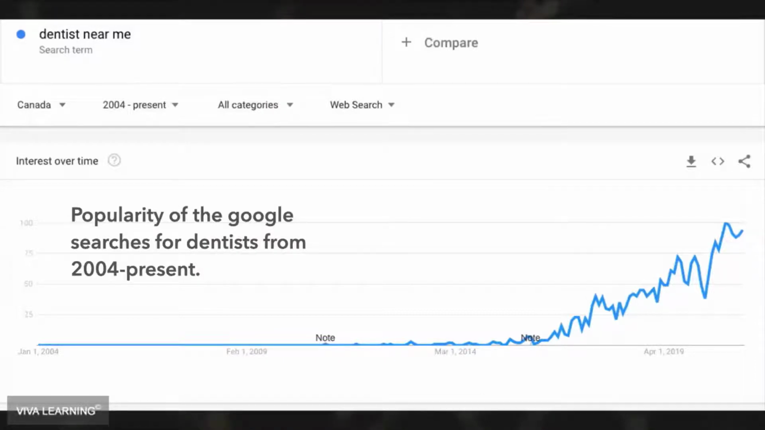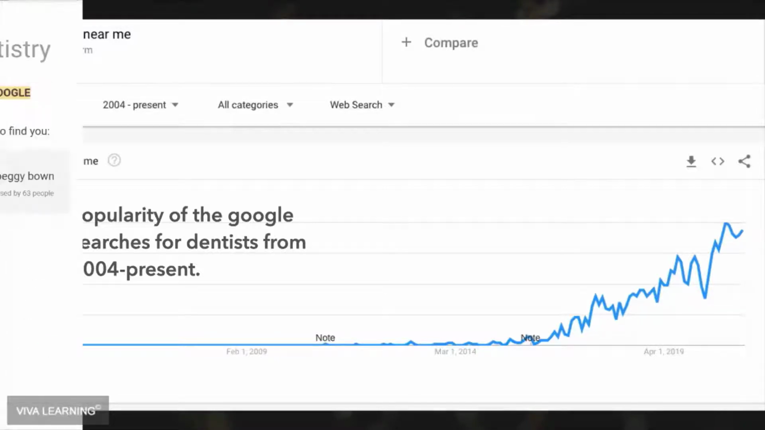I just wanted to show this again. This is not a marketing lecture, but I want to drive home the point that it's so important. If you look at the history of popularity of Google searches for dentists from 2004 to present, you see a drastic increase around 2014.